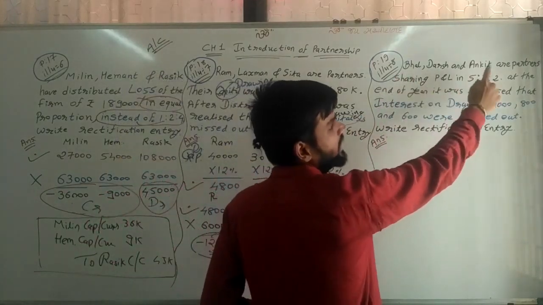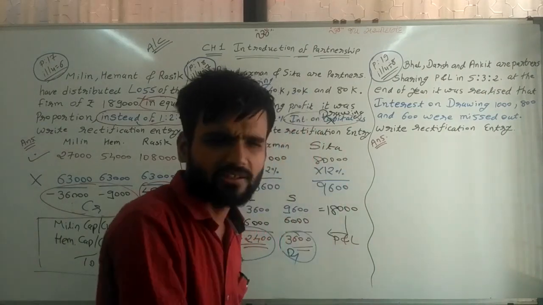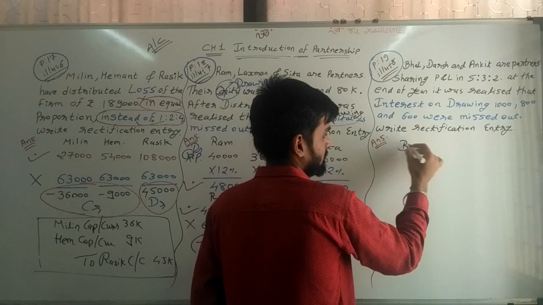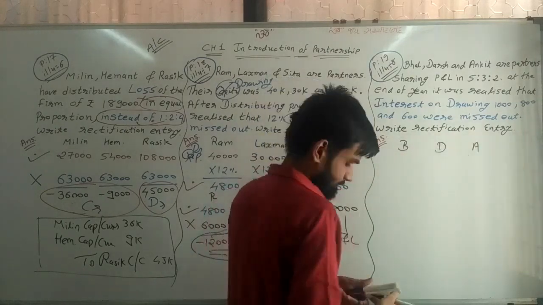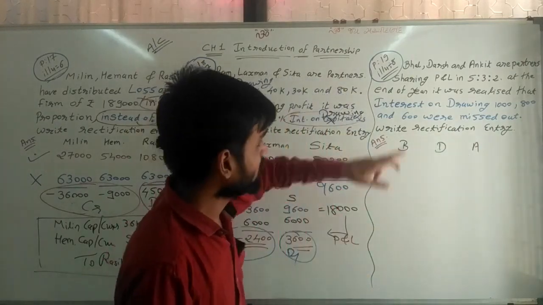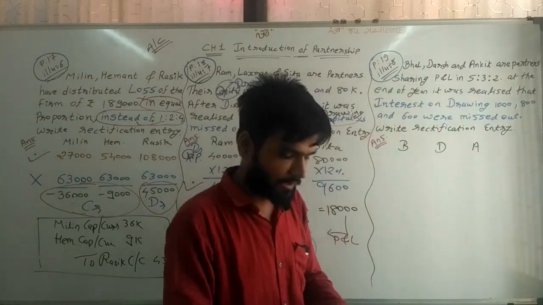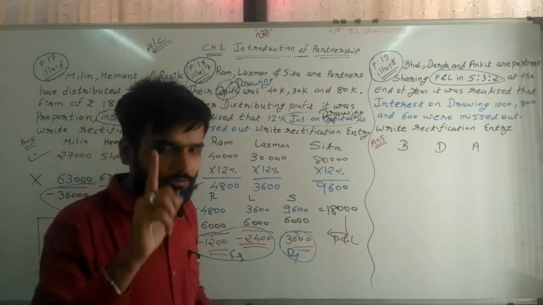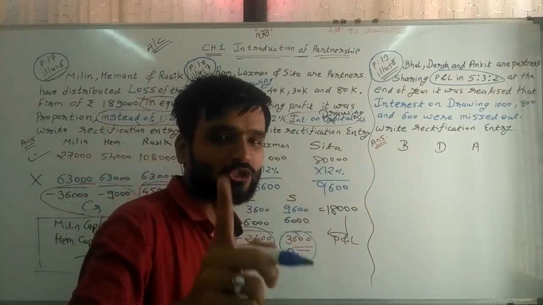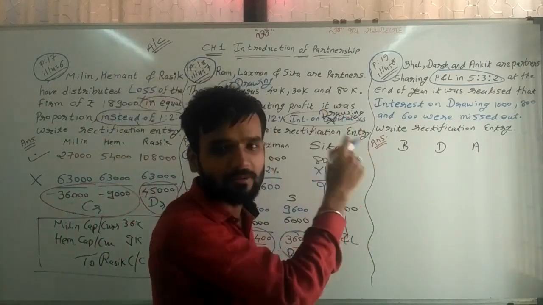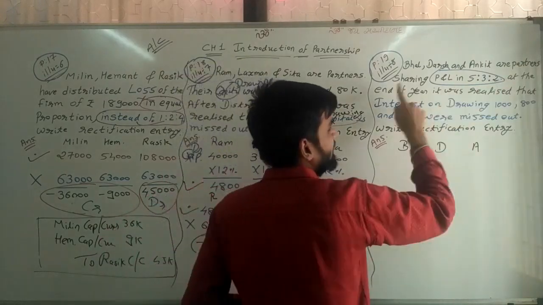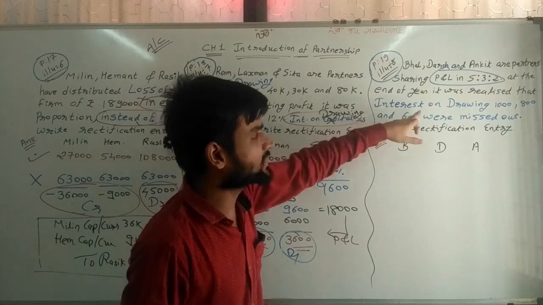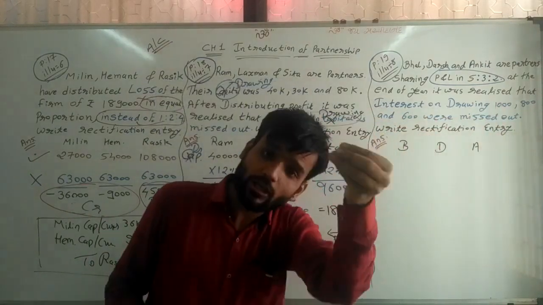Now see, Bal, Darsh, Ankit are partners. In short it is written Bal, Darsh and Ankit are partners, sharing profit and loss in the ratio of 5:3:2. Sir, here P&L ratio is given, so we cannot assume equal ratio. So P&L ratio is available. At the end of year, it was realized that interest on drawing 1000. So interest on drawing already given.